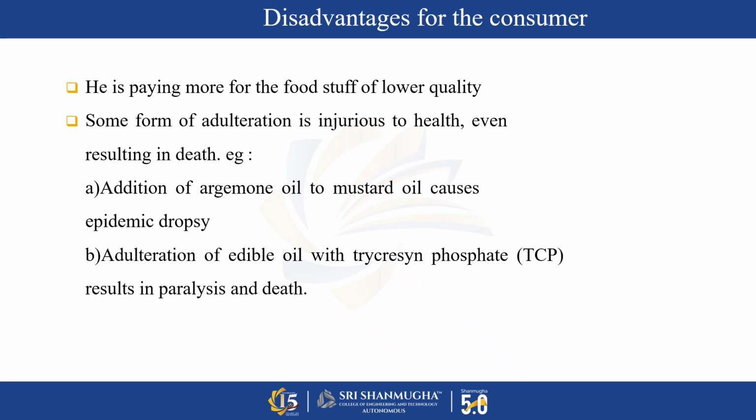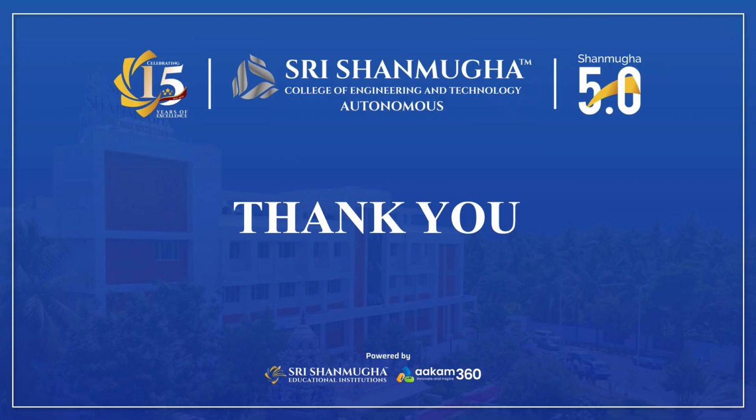So the disadvantages for the consumer are that consumers pay more money for low quality food. Some adulterants are harmful to health and even cause death. Examples of adulterants: argemone oil mixed with mustard oil can cause epidemic dropsy. TCP, tricresyl phosphate, mixed with edible oil can cause paralysis and death. Thank you.